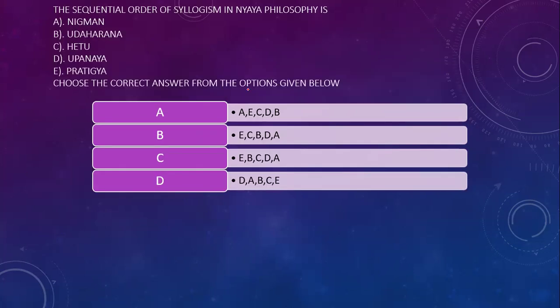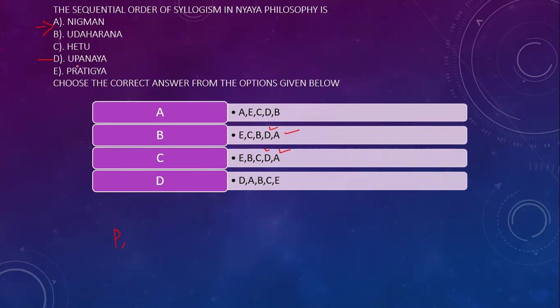This one is easy. The sequential order of syllogism in Nyaya philosophy. Okay, you knew it. Pratijna, then nigamana is the last one. Nigamana is the last one. Then upanaya is second to last, correct. Then hetu, udaharana.